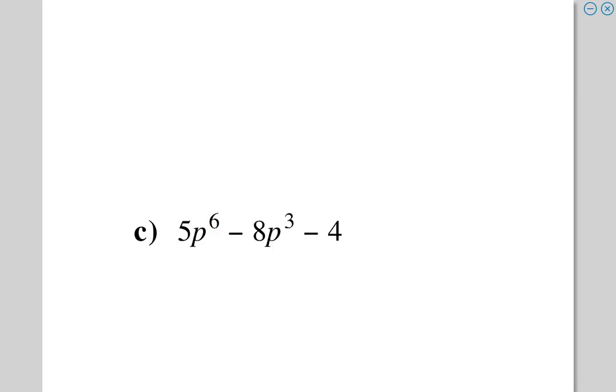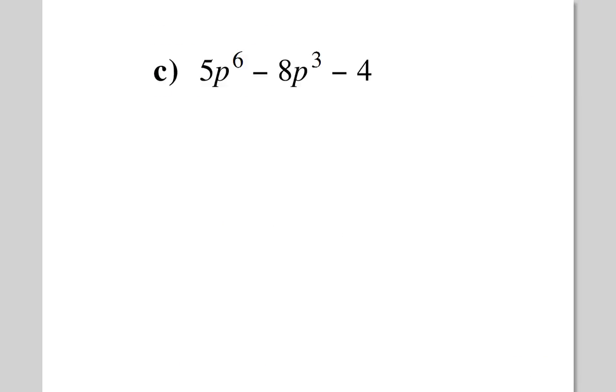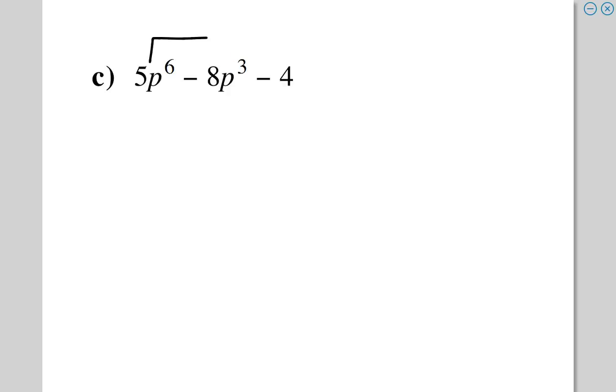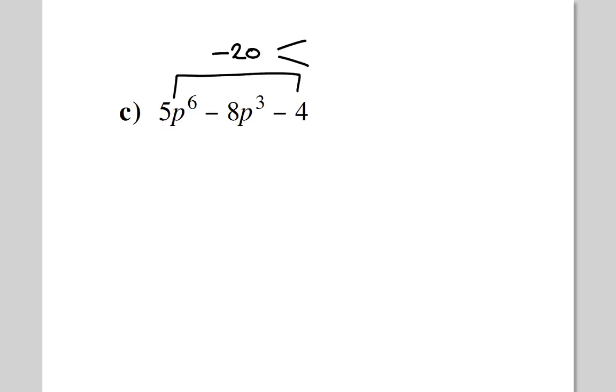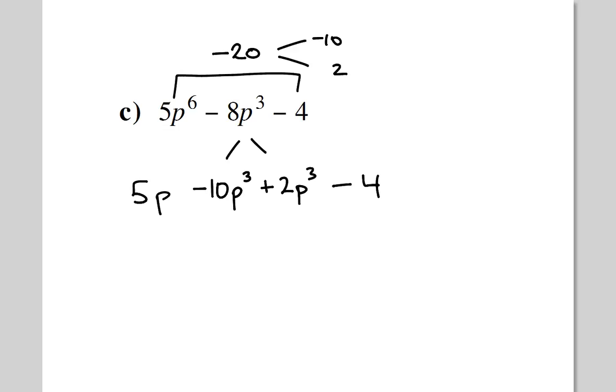Okay, let's look at 2C. Is there a GCF? No GCF. Okay, so is it a trinomial? Yes. Okay, is the A value 1? No, so we have to use decomp. Okay, decomp. AC value is -20, and the factors that get you to -8. Can it be 10 and 2? Which one is going to be negative? 10. Okay, break it down. -10p cubed plus 2p cubed, and then the front and the back obviously stay the same.